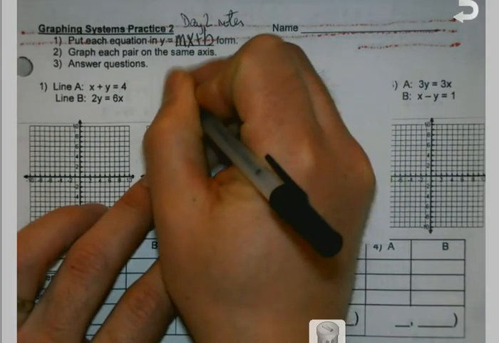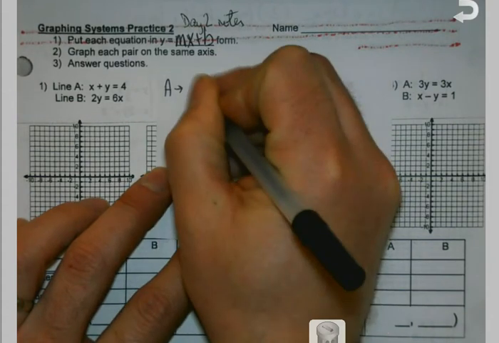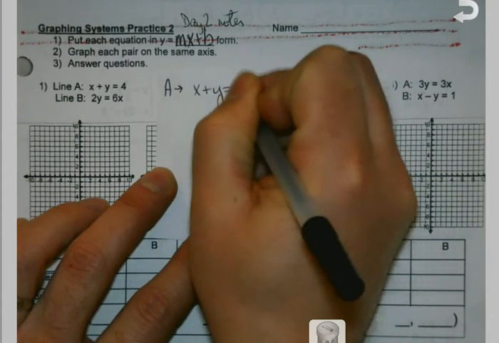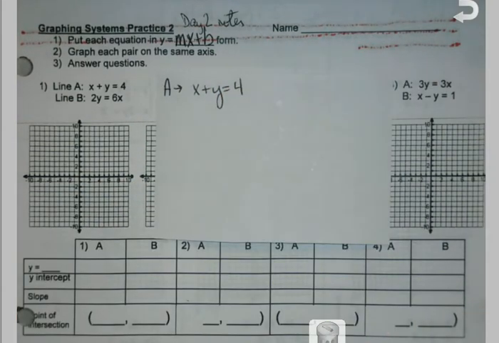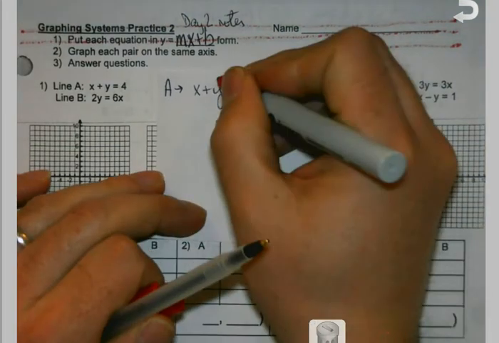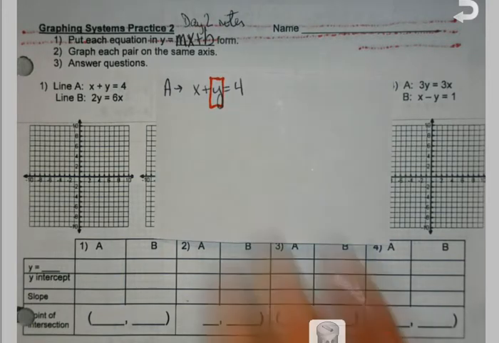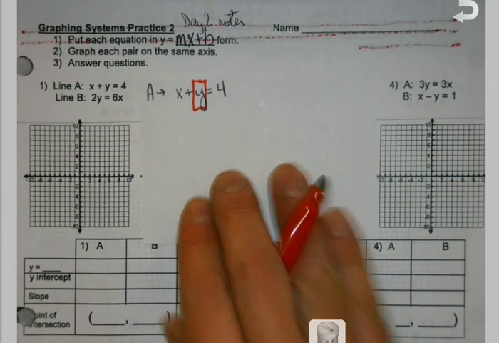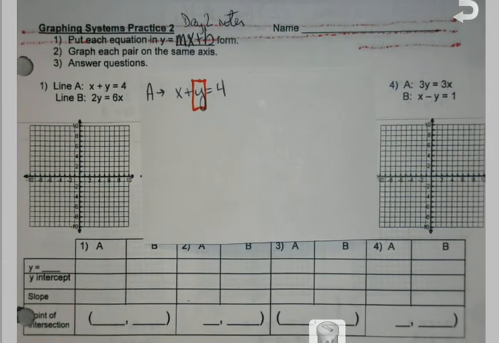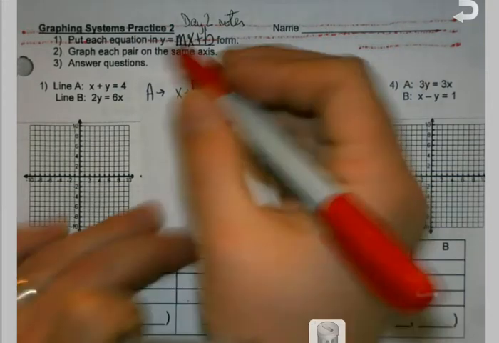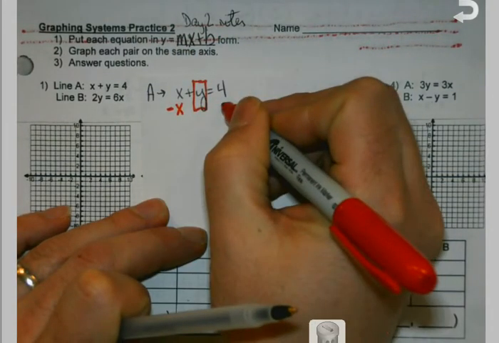So for instance, on this one, I've got x plus y equals 4, but I need to make sure that y is on a side by itself. Why do yours look like that? Because I put a little slip of paper on here so you can see what I'm up to. So what's my one step I need to do to get y by itself? Yeah, I'm going to minus that x to the other side.